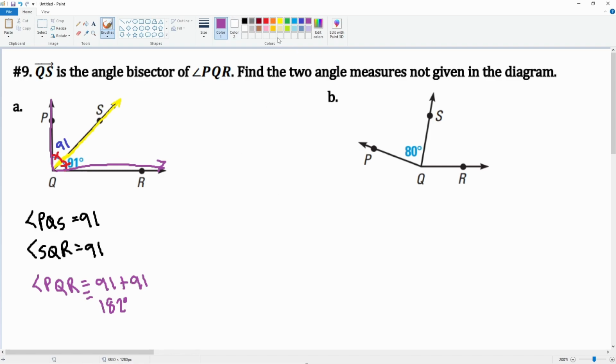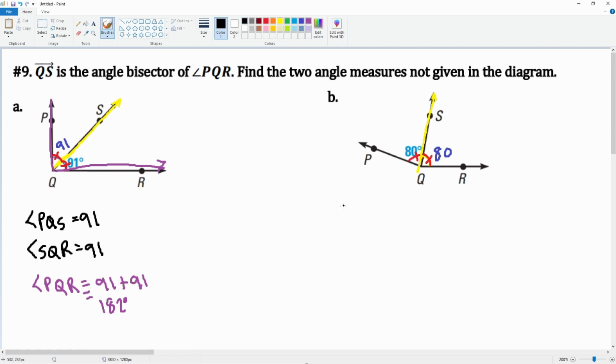Let's look at B. We know that this angle here is 80. And then we know that the ray QS is a bisector. So this piece also has to be congruent. So this is also going to be 80 degrees.